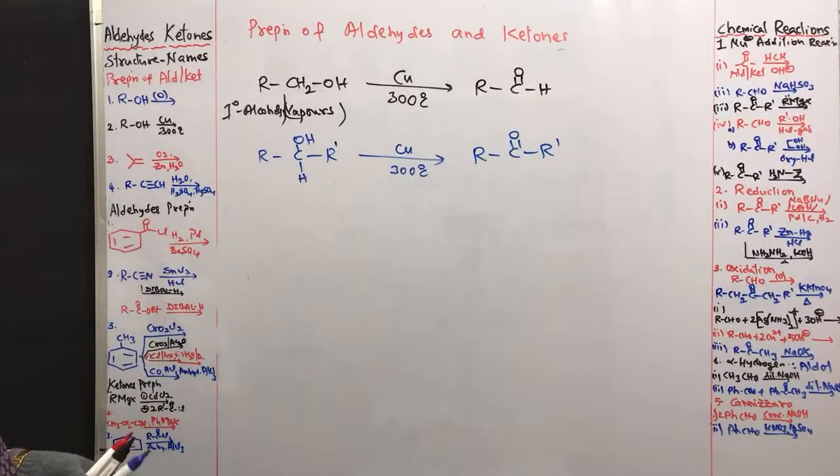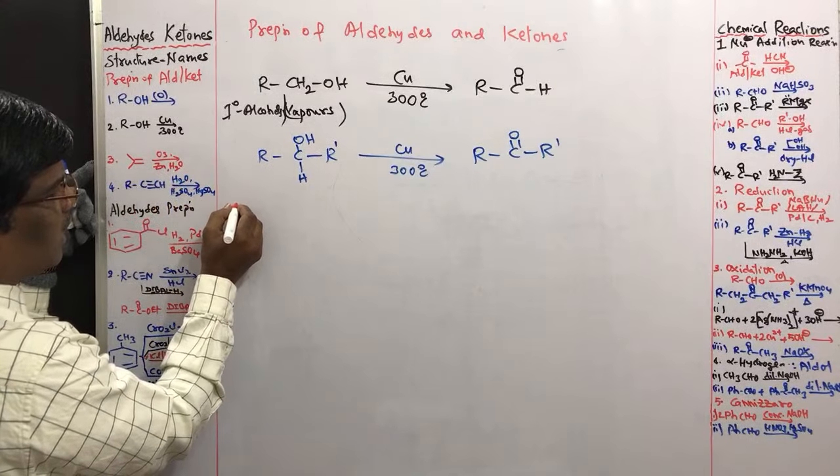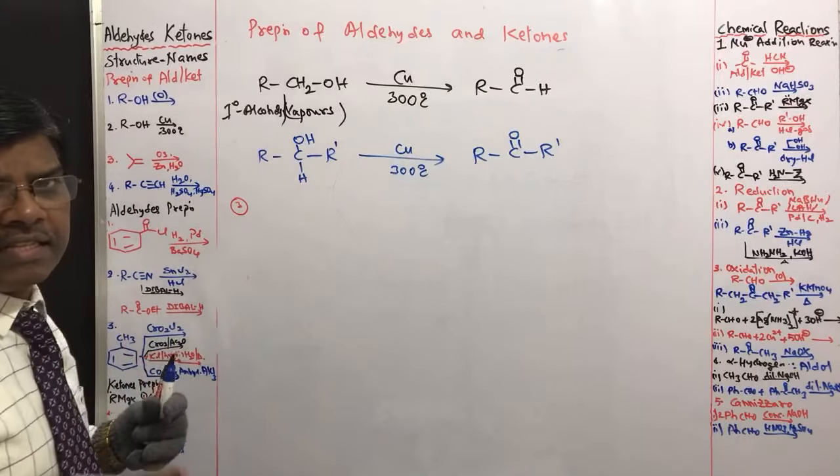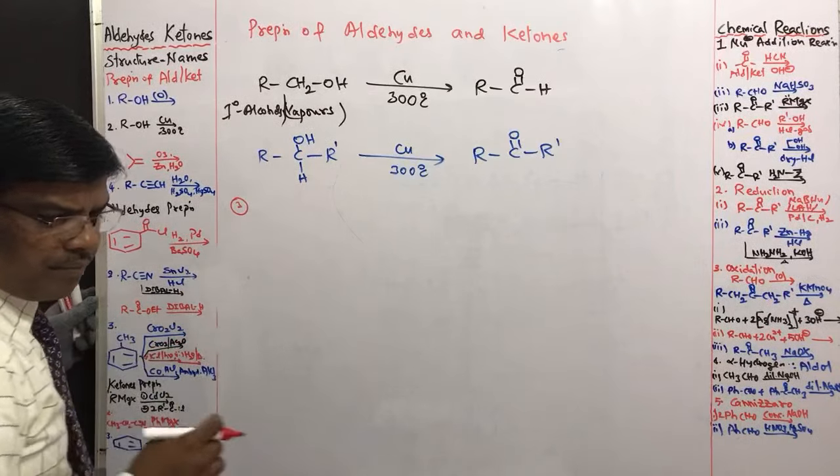Next, students, so these are common methods. Another method known for the preparation of aldehydes or ketones is ozonolysis. So what is ozonolysis? Let us take one example and see.